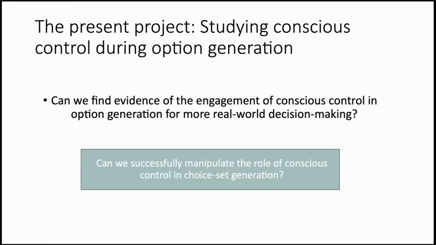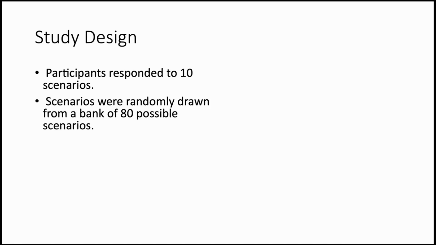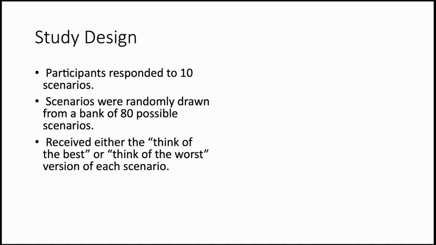What we need to be able to do is successfully manipulate whether or not you need conscious control in choice set generation. So here's the kind of design that we used. Participants responded to 10 different decision-making problems. These scenarios were drawn from a bank of 80 different ones that they could have answered. For each of those 10, they received either the think of the best or the think of the worst version of the scenario.